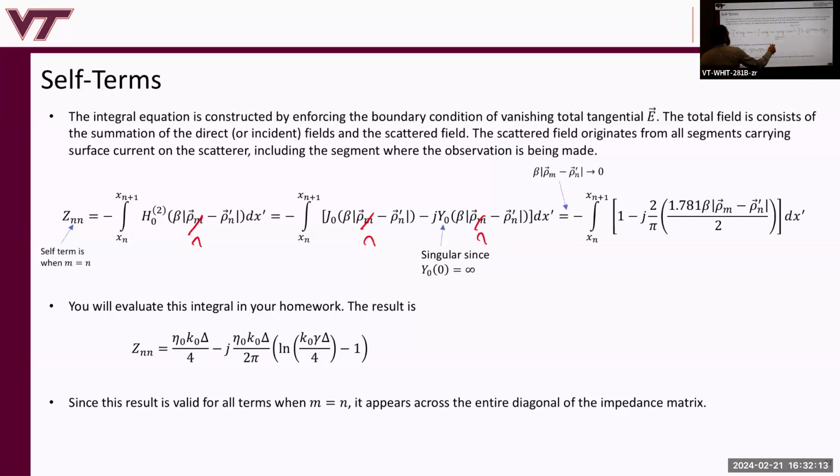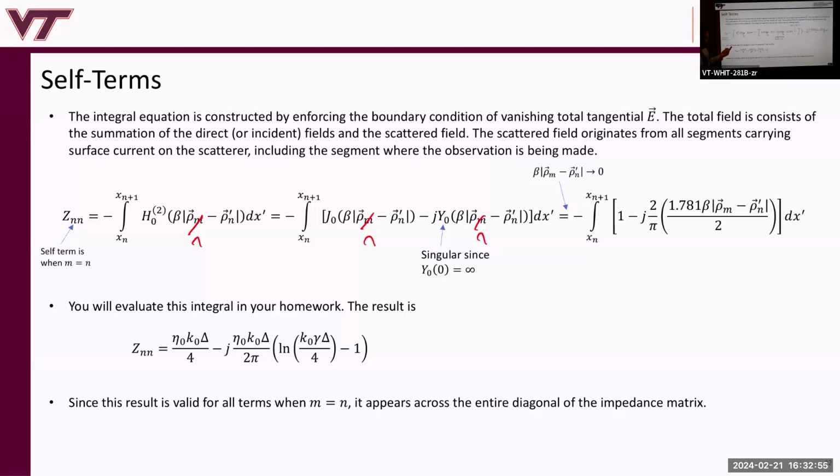But anyway, what we can do is something which is commonly done. We can take this Hankel function, and it has a small argument expansion. There is an approximation to this function when the argument goes to 0, and that is this expression here: 1 minus j 2 over pi times ln of 1.781 beta |rho minus rho m| over 2, right? You guys have seen this last semester for sure. Now you see where this Euler number comes from, this constant 1.781. In that program I showed you in the first lecture, I said there's a constant 1.781, Euler's constant, and you'll find out what that is later. It comes from the small argument expansion of the Hankel function.